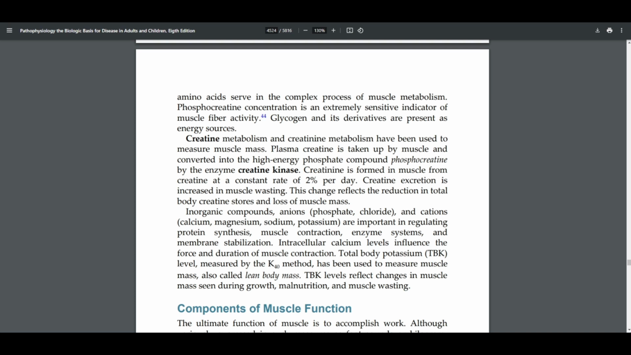Plasma creatine is taken up by muscles and converted into a high-energy phosphate compound, phosphocreatine, by the enzyme creatine kinase. Creatinine is formed in muscles from creatine at a constant rate of 2% per day. Creatinine excretion is increased in muscle wasting. This change reflects the reduction in total body creatine stores and loss of muscle mass.